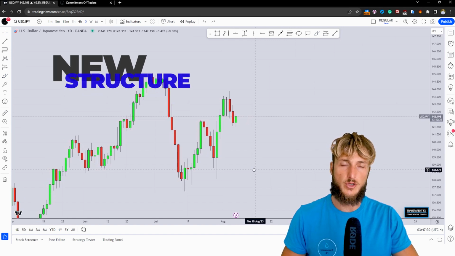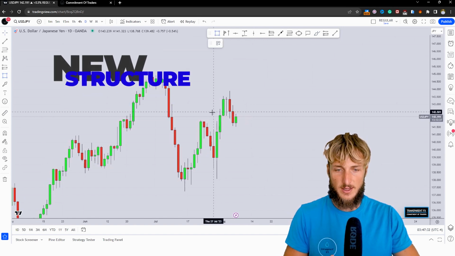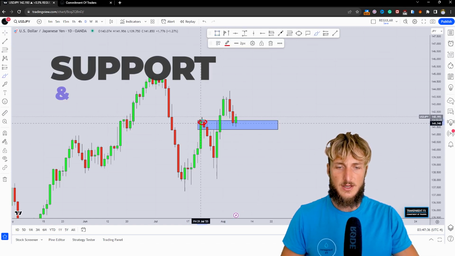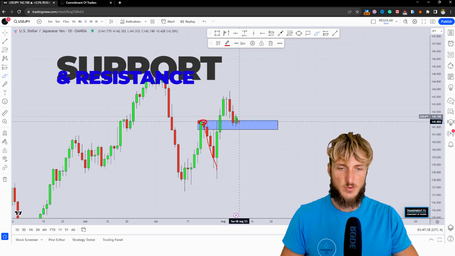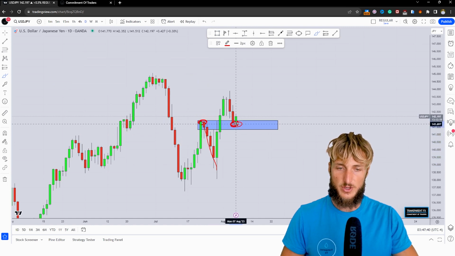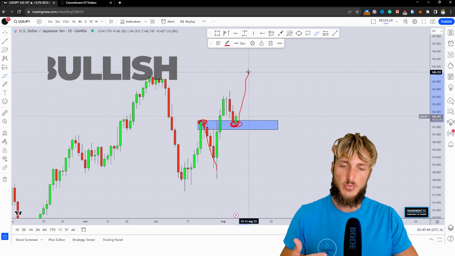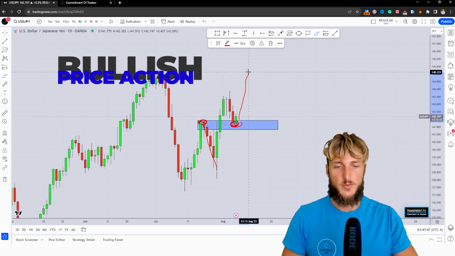Now, at the moment, what we must identify is that from a daily perspective, we currently have new structure which just got created. In fact, we can see how this level here is now previous daily resistance from which this move to the downside was created, which is turned support here. As the market is testing previous resistance turn support, we could expect bullish development away from this area.